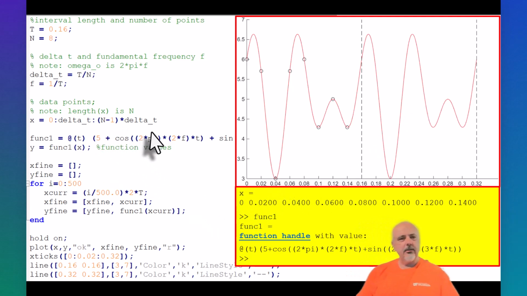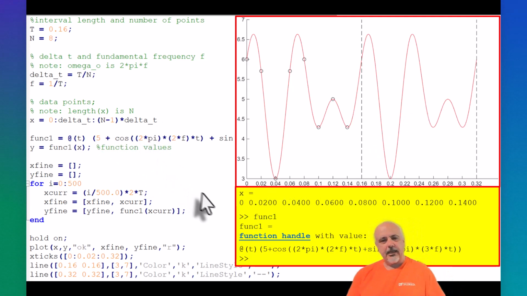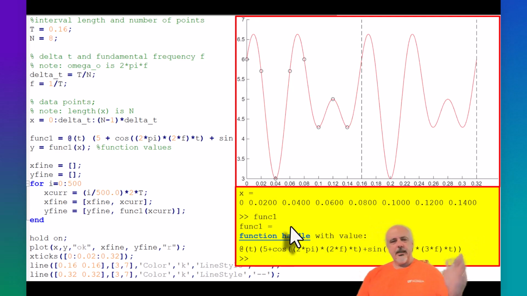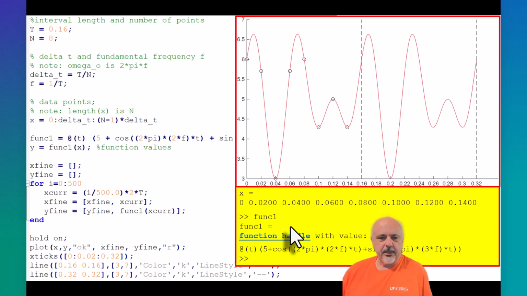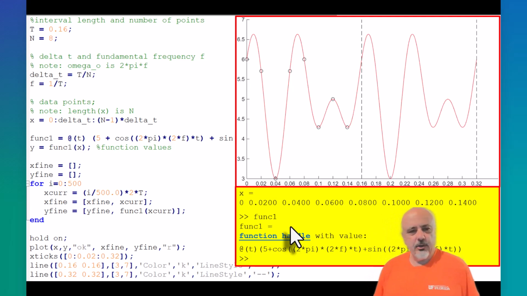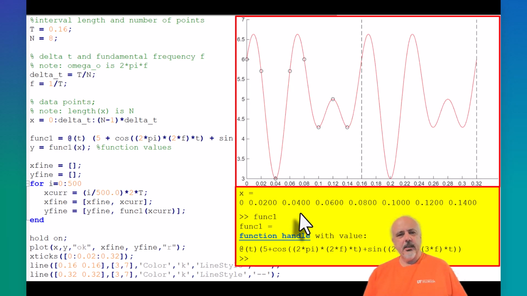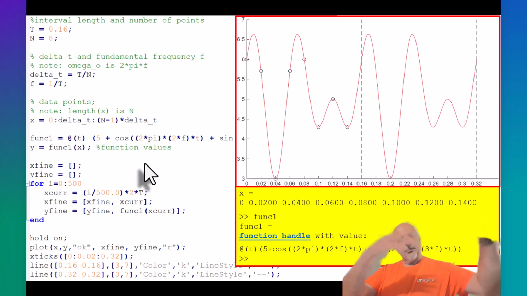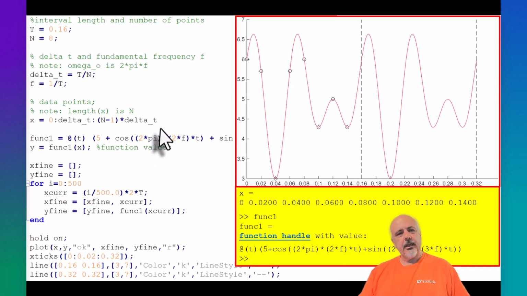And then I didn't put a semicolon after that, so you can see what my X values look like. Yes, I do stop at 0.14, and I do have 8 of them. That's going to be my time. And then if I were to type just func1 here at the command prompt, it kind of shows what I gave it initially. So I've got my raw data set up. Now I want to look at what the FFT is going to give me.